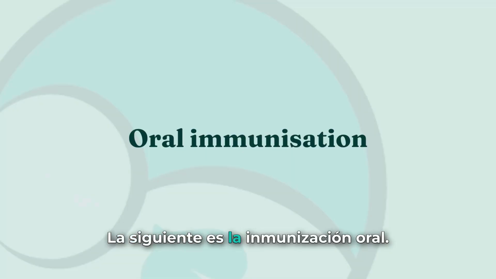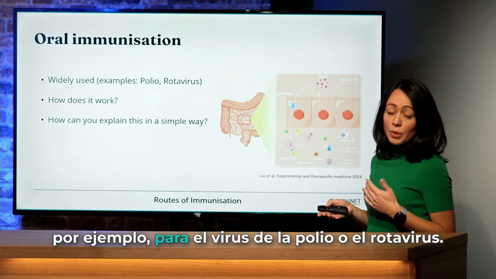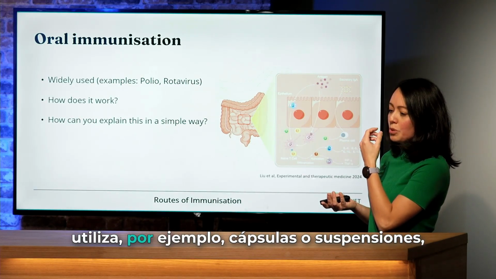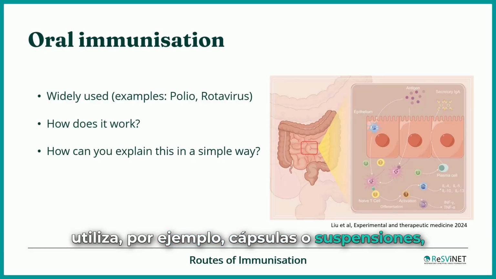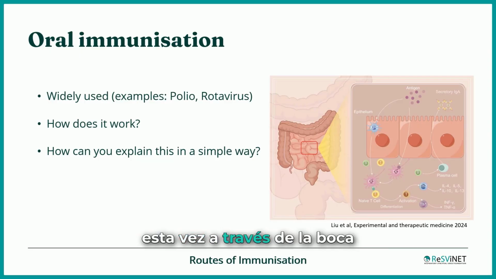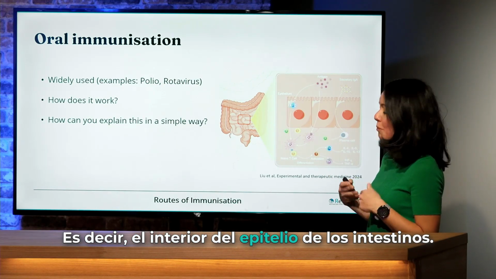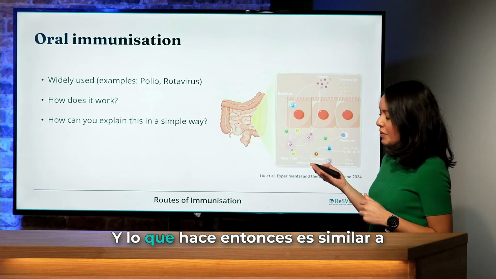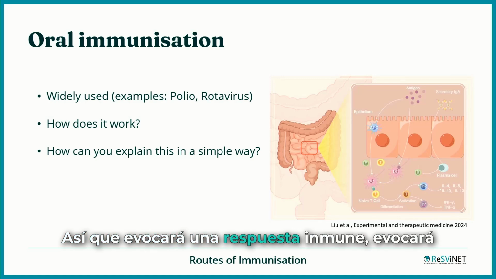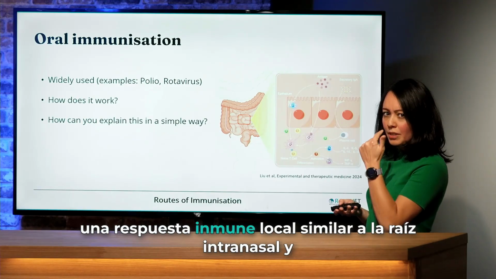So next up is the oral immunization route. The oral immunization route is already widely used, for instance for poliovirus or for rotavirus. And how it works is that the oral immunization route uses, for instance, capsules or suspensions, where, similar to the intranasal route, an immunization product is administered, this time through the mouth, and is then absorbed by the gut, so the inside of the epithelium of the bowels. And what it does then is similar to the vaccine that is given through the nose. So it will evoke an immune response, it will evoke T cells and B cells, but also it will evoke a local immune response, similar to the intranasal route.